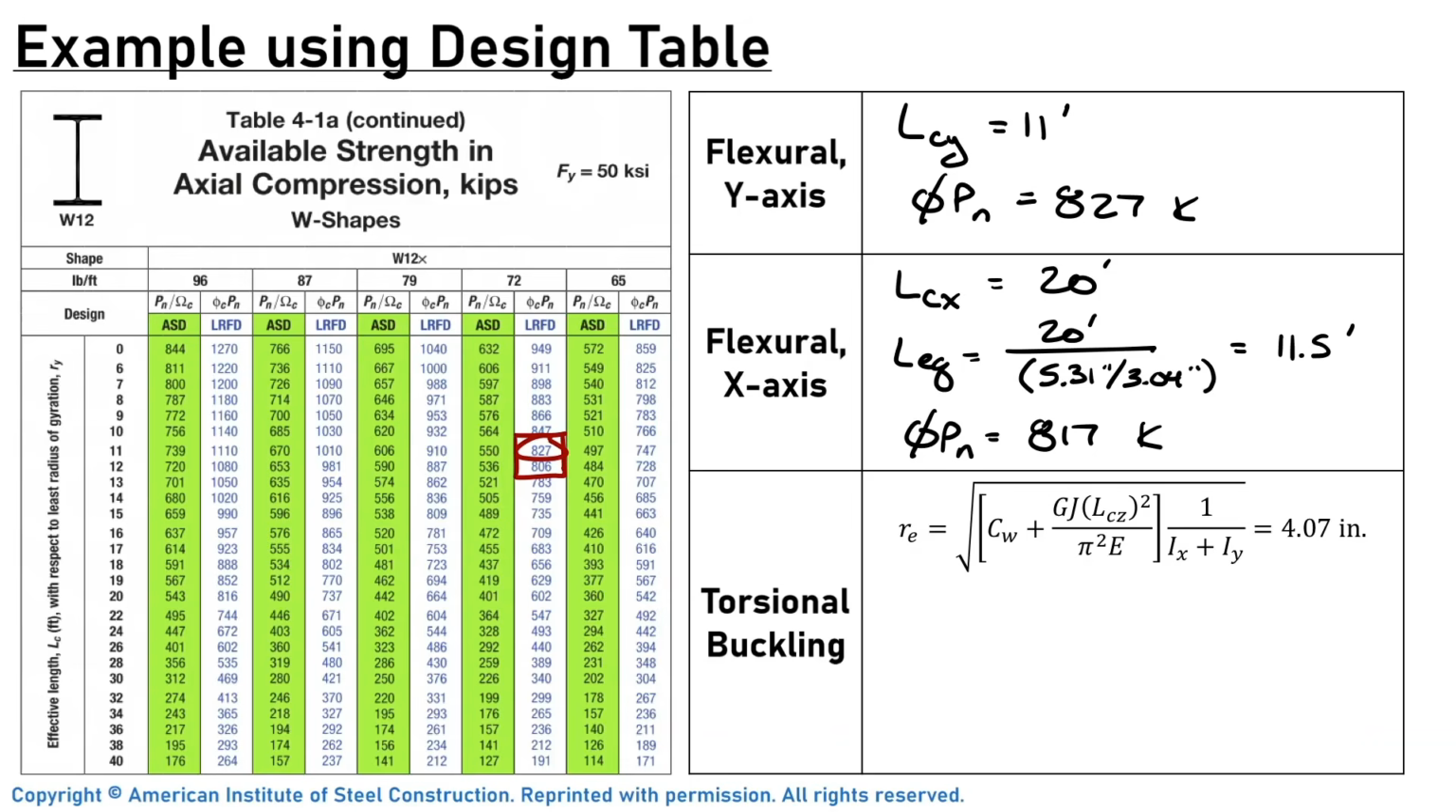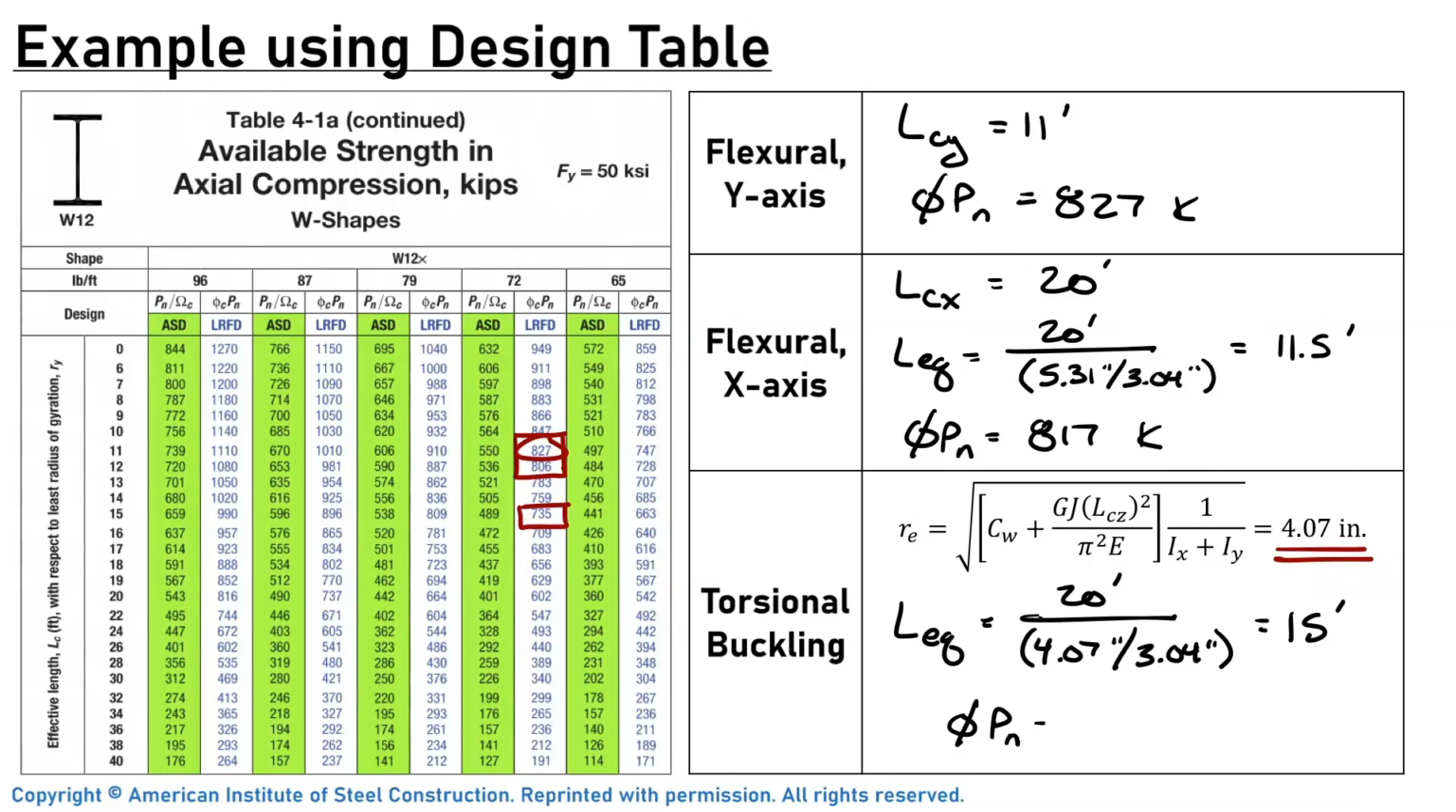Lastly, we can do this calculation for torsional buckling, and skipping all the numbers, just plugging them into this equation, we'll find that Re is equal to 4.07 inches. So if we do that, we can get an equivalent length for torsional buckling, which is going to be 20 feet because there's no braces for torsion, divided by 4.07 inches over 3.04 inches, the weak axis radius of gyration, and we'll find that this is equal to 15 feet. Looking up 15 feet here, we see that our capacity is 735 kips, which is within rounding distance of our calculation of 737 kips from before.